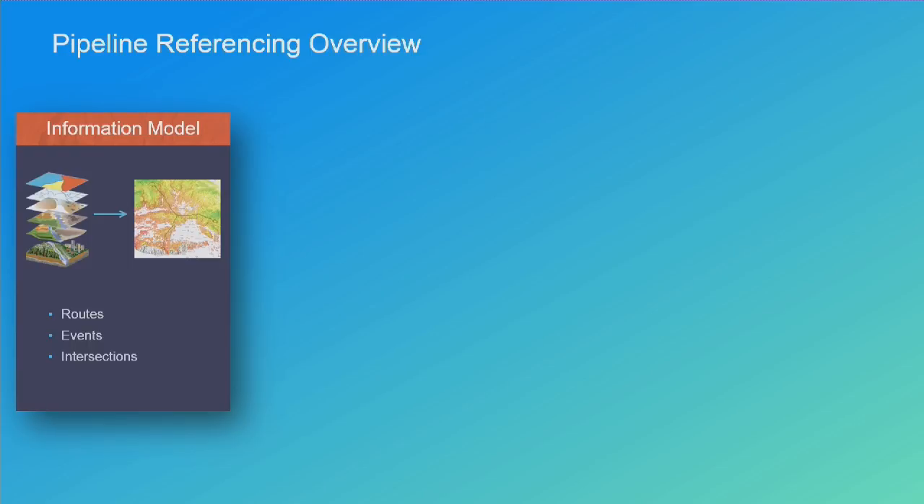So our information model first consists of routes, events, and intersections. And these are not any special type of files within the geodatabase. It's again a simple feature class, a polyline feature class or a point feature class. Say if you are working with events, it's a point feature class.